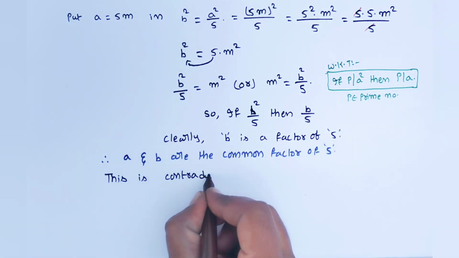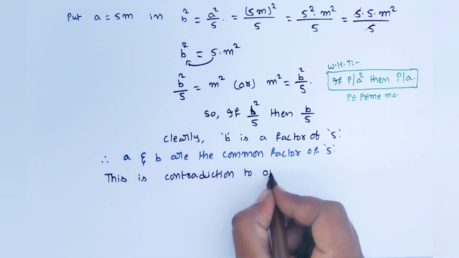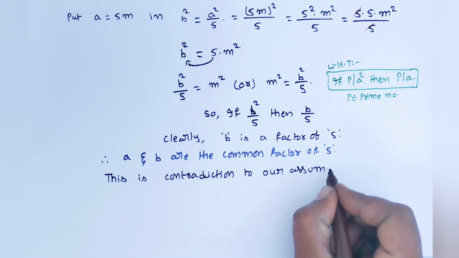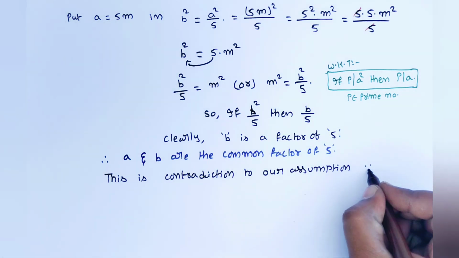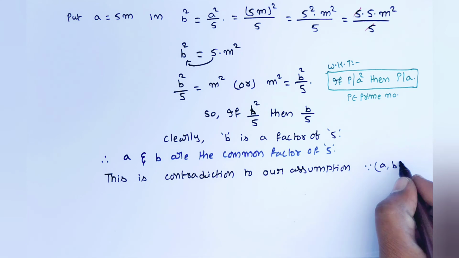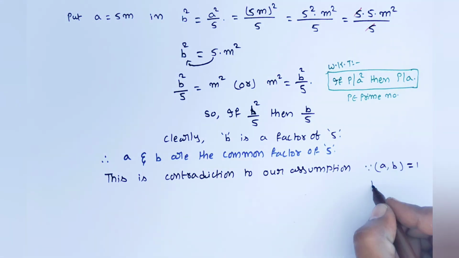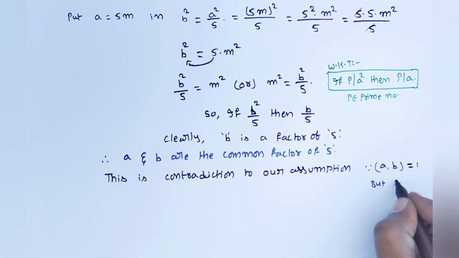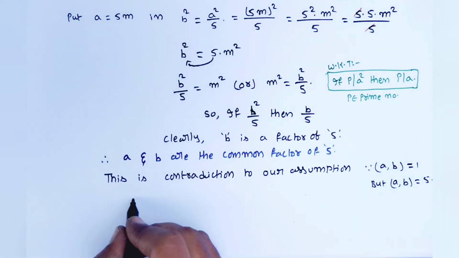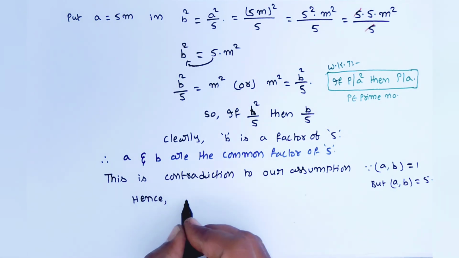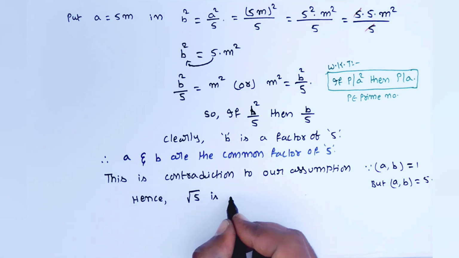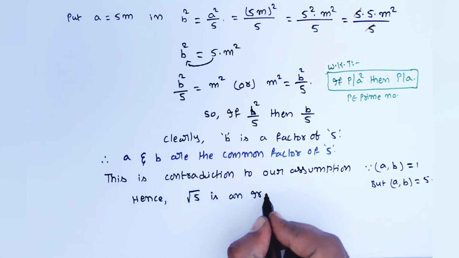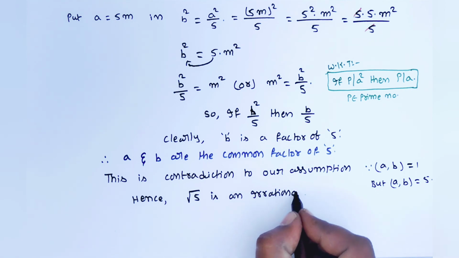This is a contradiction to our assumption, because a and b are co-primes. There is no common factor other than 1; we set that at the start. But what we get here is that a and b both have the common factor 5. This is a contradiction. Hence proved: root 5 is an irrational number.